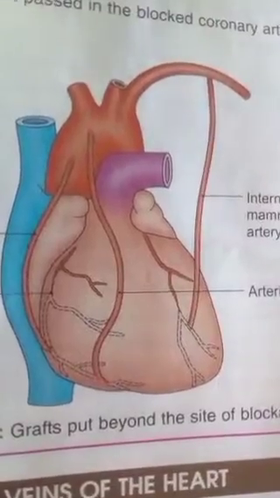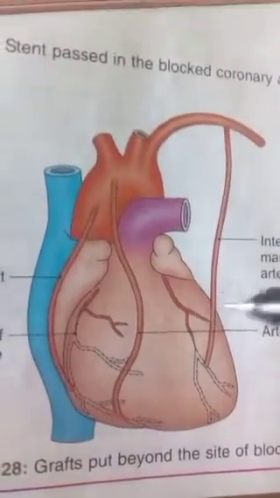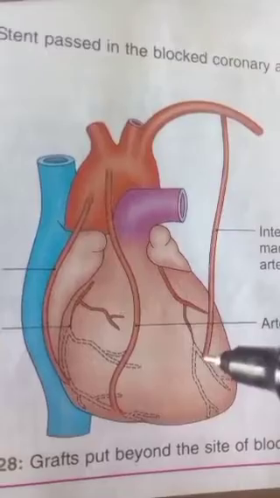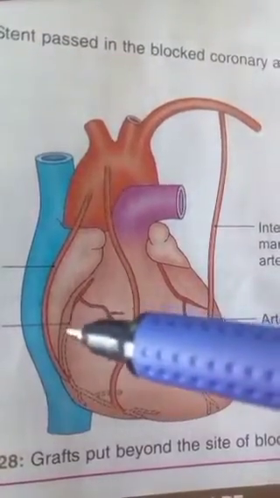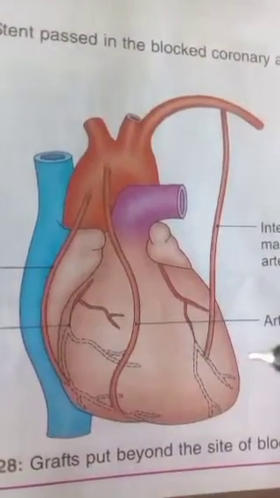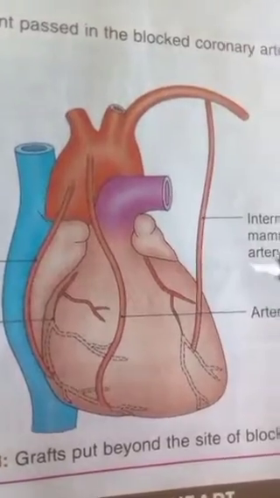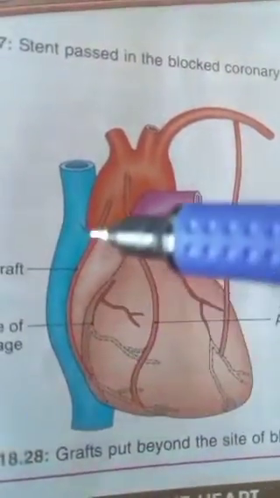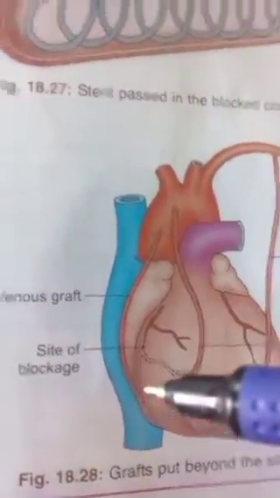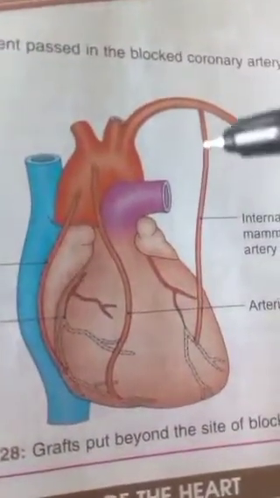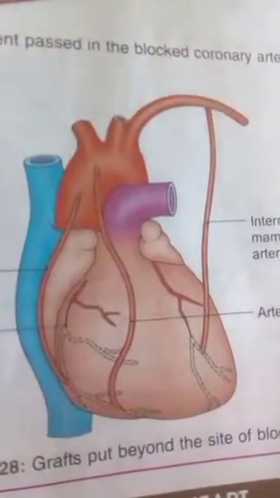Coronary bypass surgery is used when there is a large block or there are multiple blocks inside the coronary artery. In bypass surgeries, the great saphenous vein or internal thoracic artery can be used as a graft.